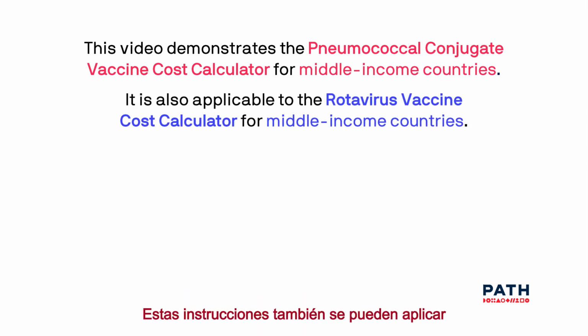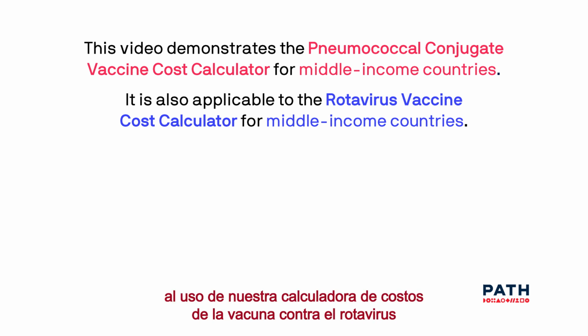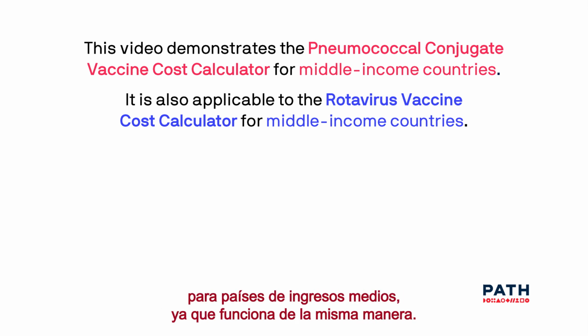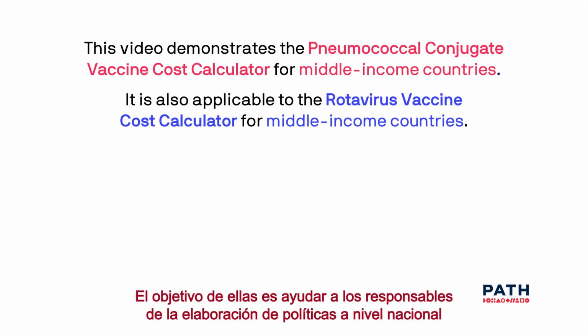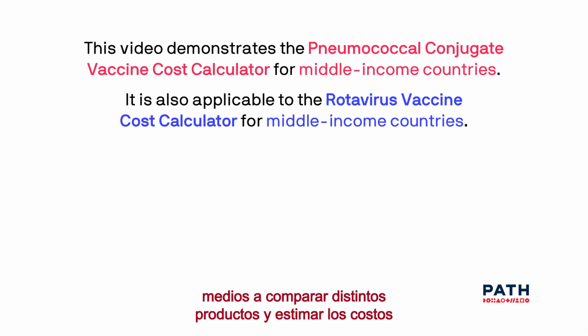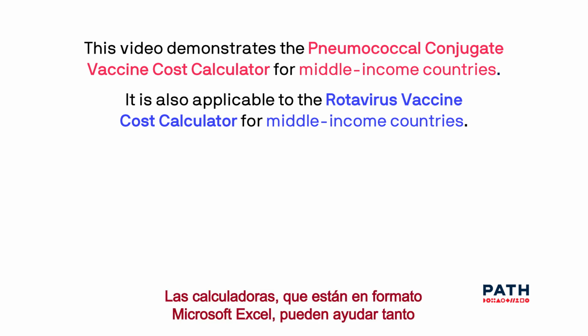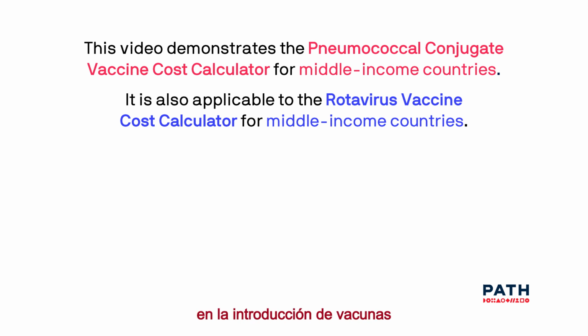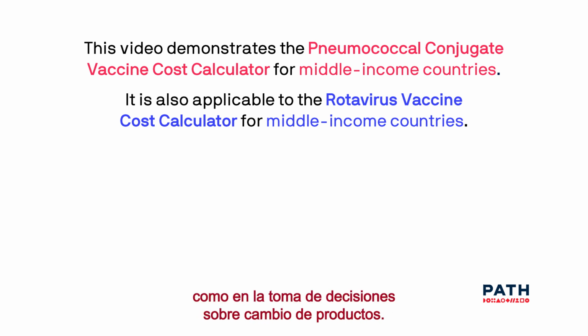Please note that these instructions can also be directly applied to our rotavirus vaccine cost calculator for middle-income countries, as the two tools function the same way. These two vaccine cost calculators aim to help national-level policymakers in middle-income countries compare products and estimate vaccination program costs for different PCV and rotavirus vaccine options. The calculators, which are in Microsoft Excel format, can help with both vaccine introduction and product switch decision-making.